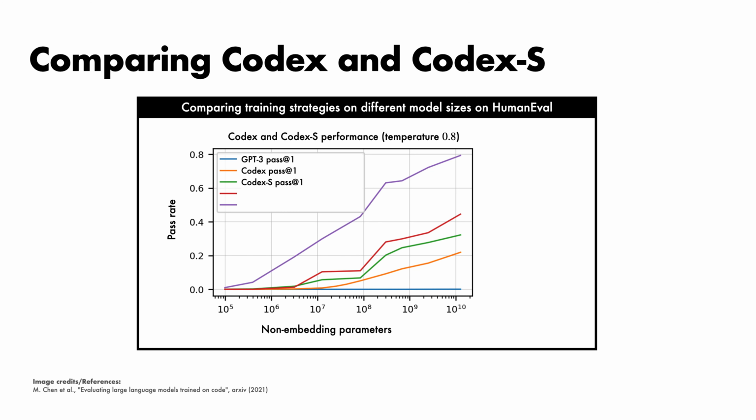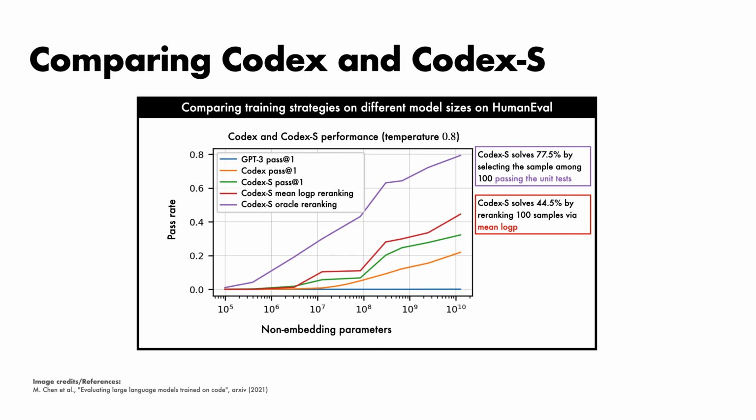The Codex-S model, shown in green, demonstrates the improvements attained by fine-tuning on correctly implemented functions, moving above 30%, while the red line, denoting Codex-S, solves 44.5% of problems by generating 100 samples and re-ranking them via mean log probability to select the best. Finally, the purple line denotes the Oracle variant of Codex that solves 77.5% of the problems by selecting the sample among the 100, if any, that passes the unit tests.